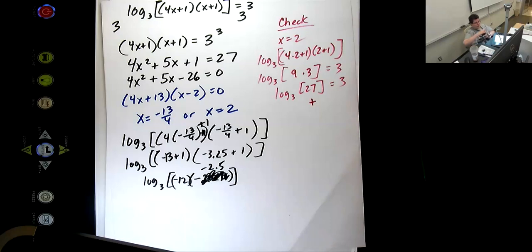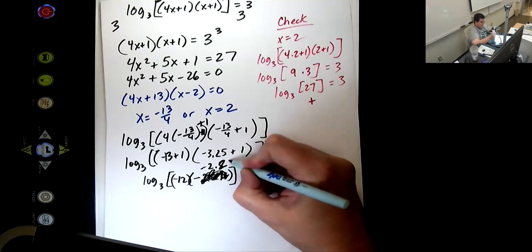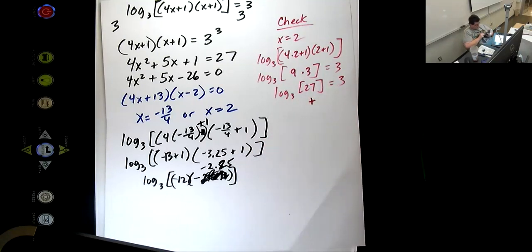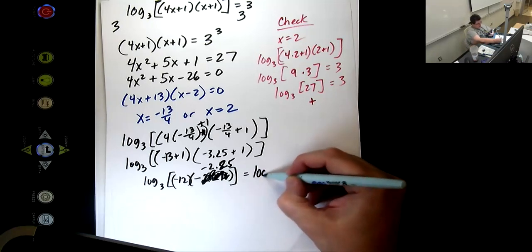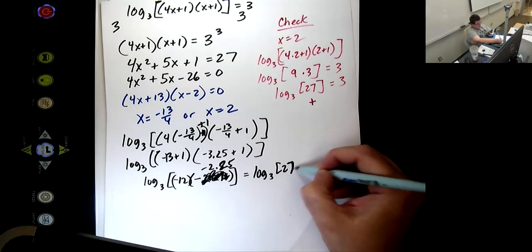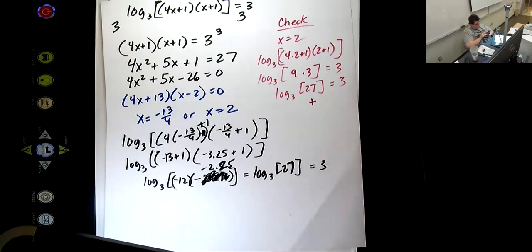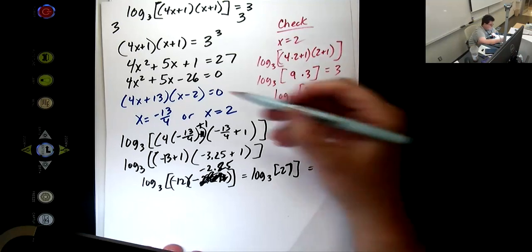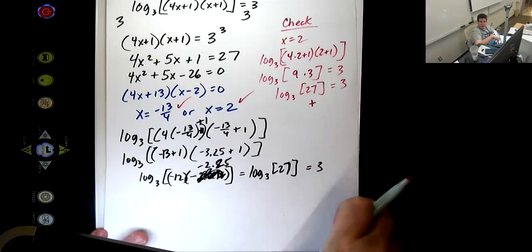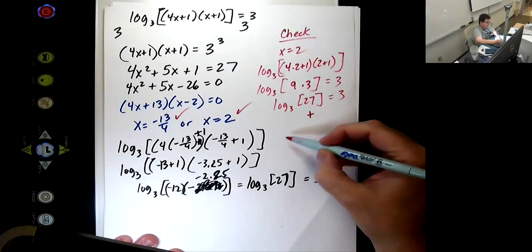What is negative 12 times negative 2.25? Not 2.5, 2.25. It's 27, which is what we had above. So here, both answers work. Both work, because they both work in the initial equation.